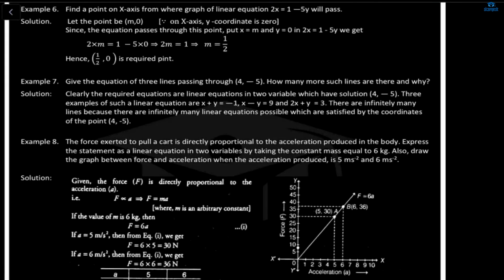Give the equations of 3 lines passing through 4, comma minus 5. How many more such lines are there and why? Now it has just given you a point, 4, comma minus 5, and you have to tell 3 equations of a line which are going to pass through this point. So you are going to form any equation. Just check that when you are forming the equation, that equation satisfies this point.